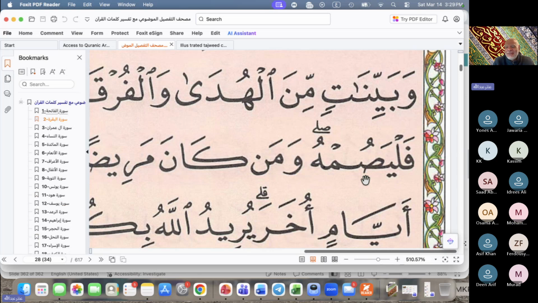Okay. What is the past of this verb? Sama. What is the present? Yasumu. Is there a letter missing? Oh, wow. So what is the marker here? There's a dropped waw. So it is not the sukun. Yes. You see the tricks here?